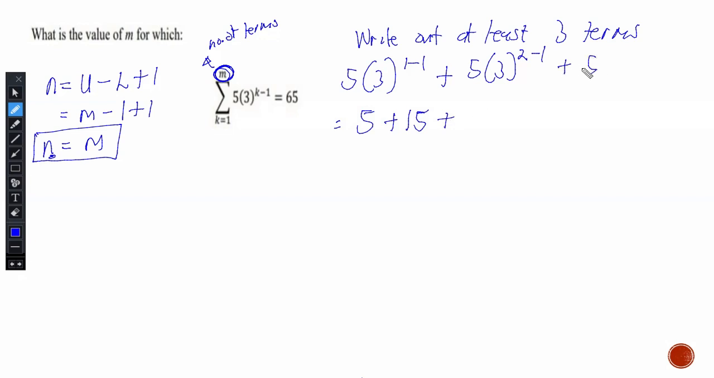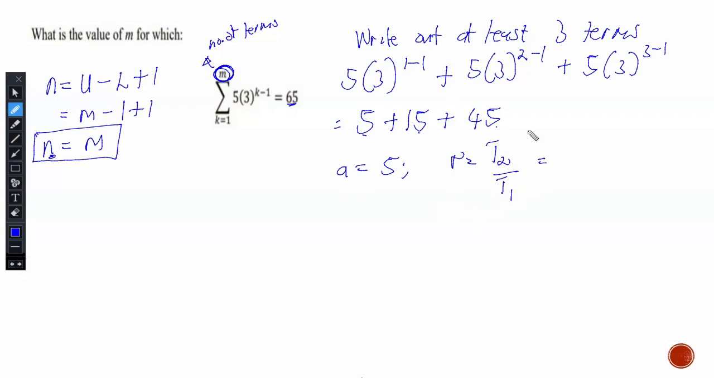And then if we are to do it for the last one, 3 to the exponent of 3 minus 1. So 3 minus 1 is 2. And then 3 to the exponent of 2 is 9. Multiply that by 5. It's going to be 45. Right. Okay, so we have 5, 15, and then 45 like that. Okay, so this will give us a sum of what? Of 65. So what we are supposed to do here, since we have found our a value, we can see it's equal to 5, and we can get our r value by simply saying t2 over t1, right?